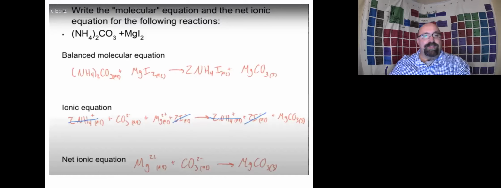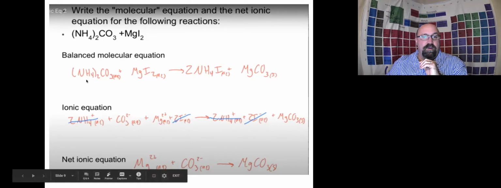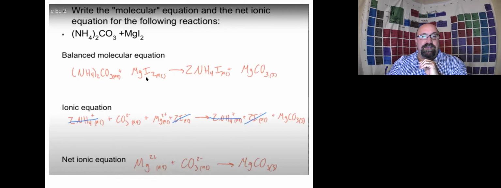We talked about how we can then put together a net ionic equation showing the formation of solids and taking out our spectator ions. Remembering that spectator ions are simply ions that don't take part in the actual formation of the solid. And so in our example here, we had ammonium carbonate plus magnesium iodide forms ammonium iodide and magnesium carbonate. That's our balanced molecular equation.